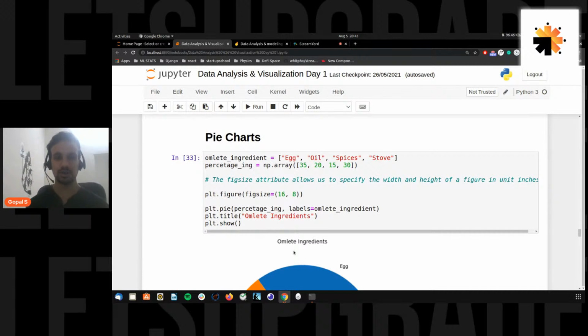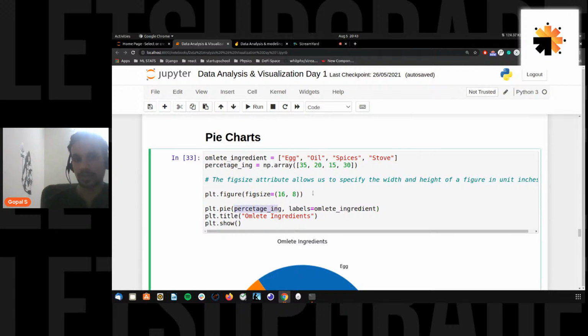When it comes to readability, it is always a good idea to plot a lesser number of segments for a pie plot, because everything will get congested. Again, we have a method called plt.pie, and for plt.pie, we have an omelette.